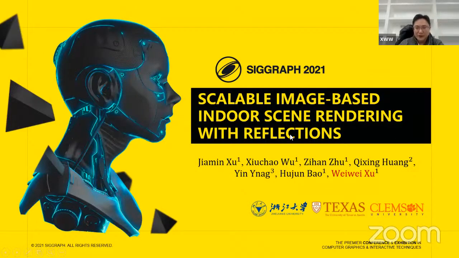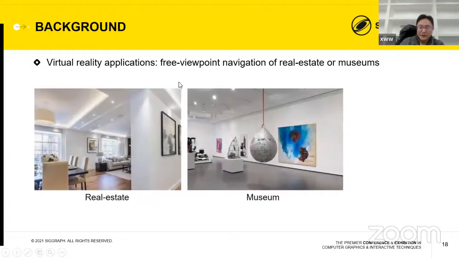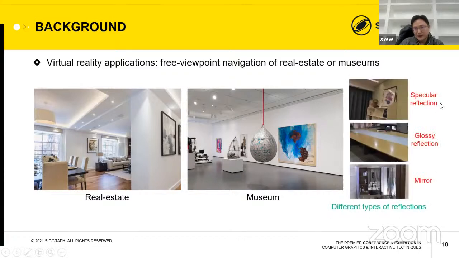Next, I will introduce our work on neural rendering. This is our paper from last year's SIGGRAPH Asia, scalable image-based indoor rendering with reflections. The background is that in indoor scenes, we can frequently observe high-frequency reflections in the scene, such as specular reflection, glossy reflection, or mirrors.